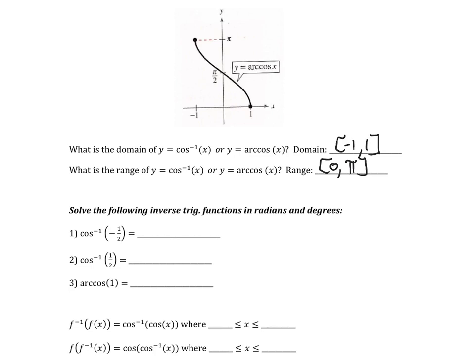So when we think about problem number 1, inverse cosine of negative 1/2, well, you have to think of your triangles and the reference angle. The reference angle would be pi over 3.